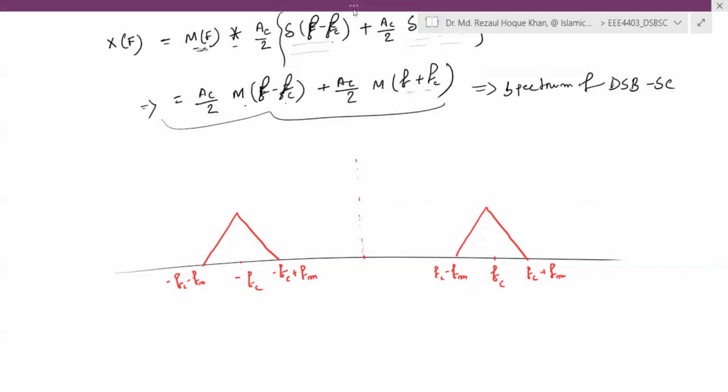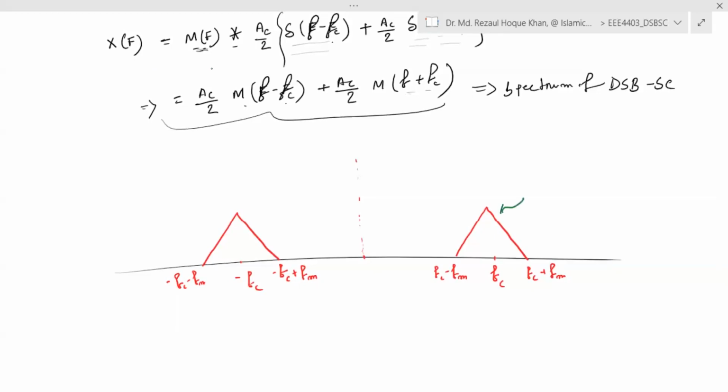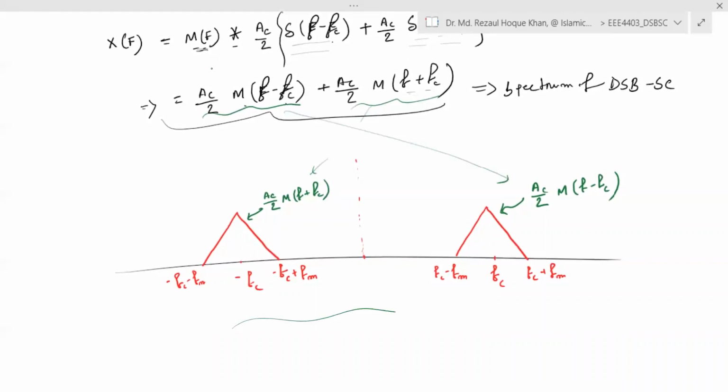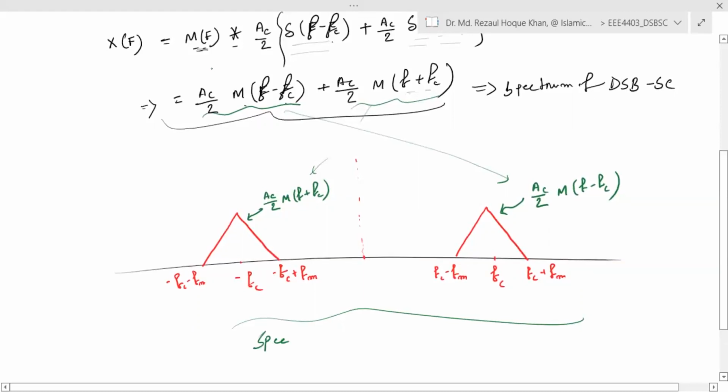So this signal will be Ac by 2 M(f minus fc), the first component, and Ac by 2 M(f plus fc), the second component. This one is here and this one is here. So this is the complete spectrum of the double sideband suppressed carrier signal.